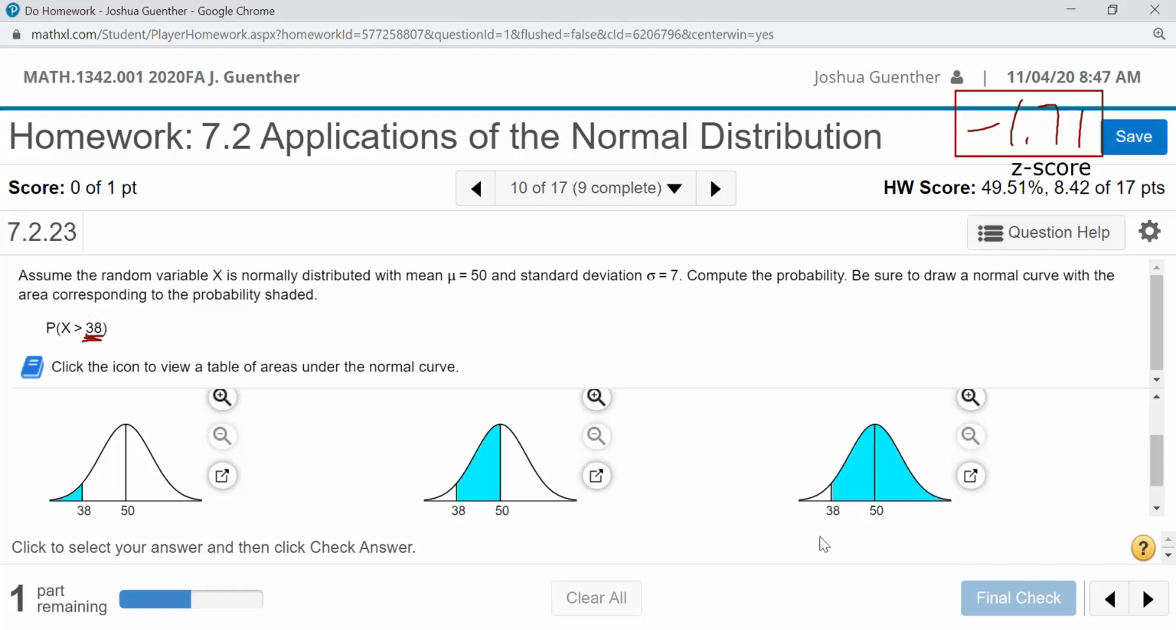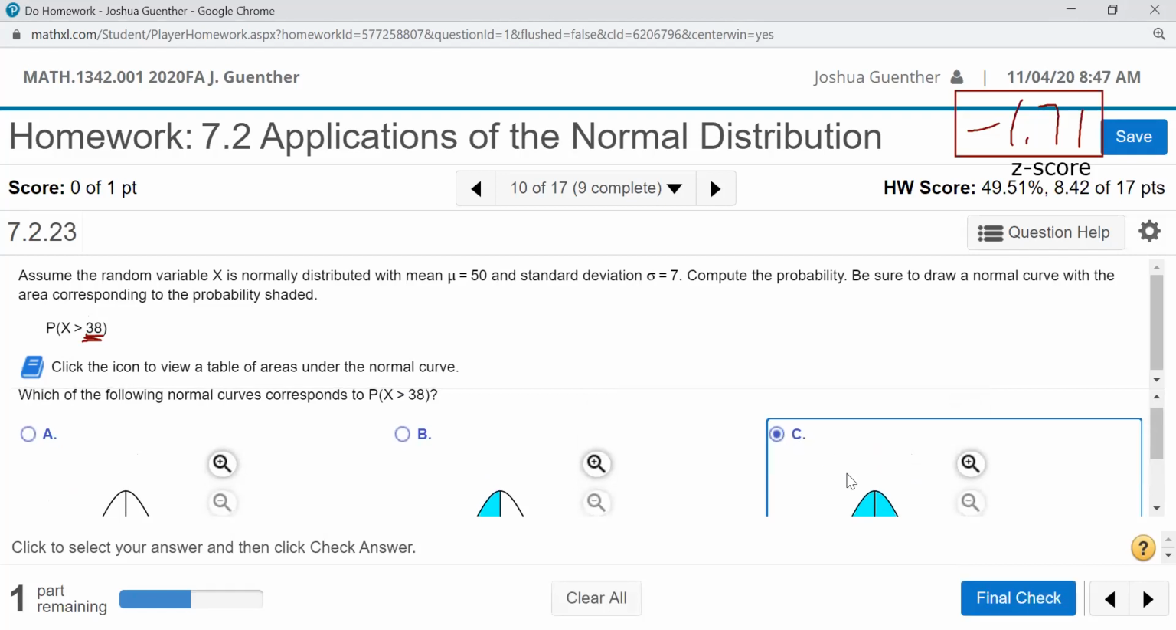Now the mean is 50, so 50 belongs right there in the center. But 38 is the value that you're going to be getting areas from. It says the probability that x is greater than 38. Greater means to the right of. So we want this curve right here. This blue shaded area is the probability of an x value greater than 38.